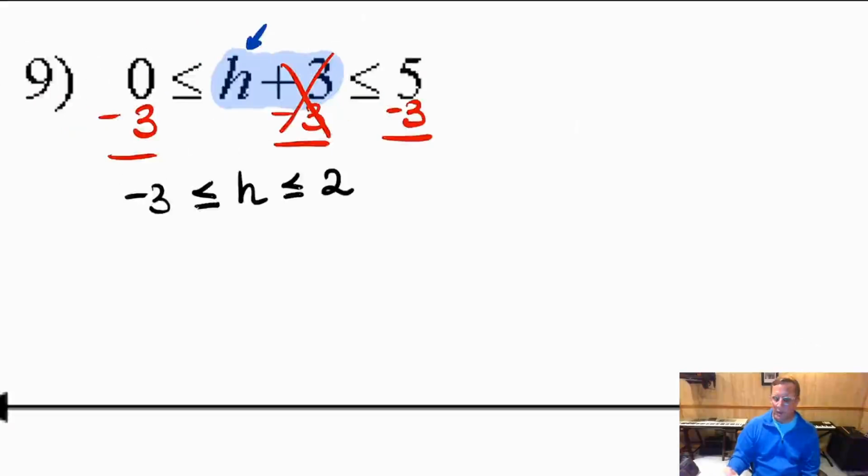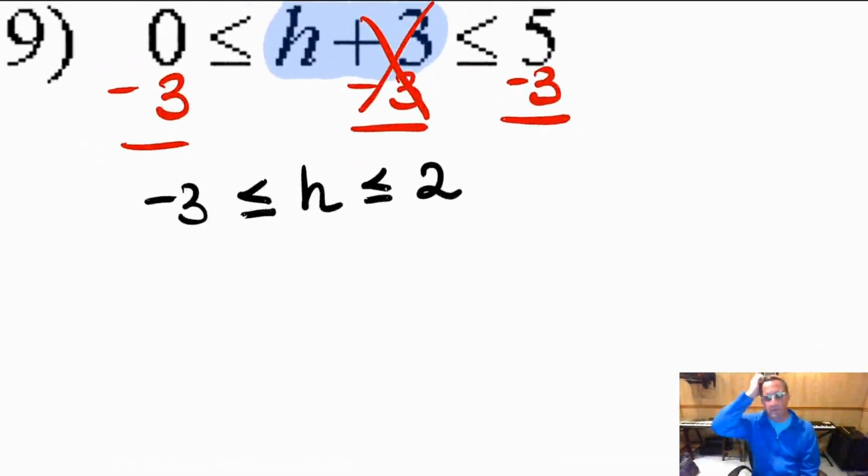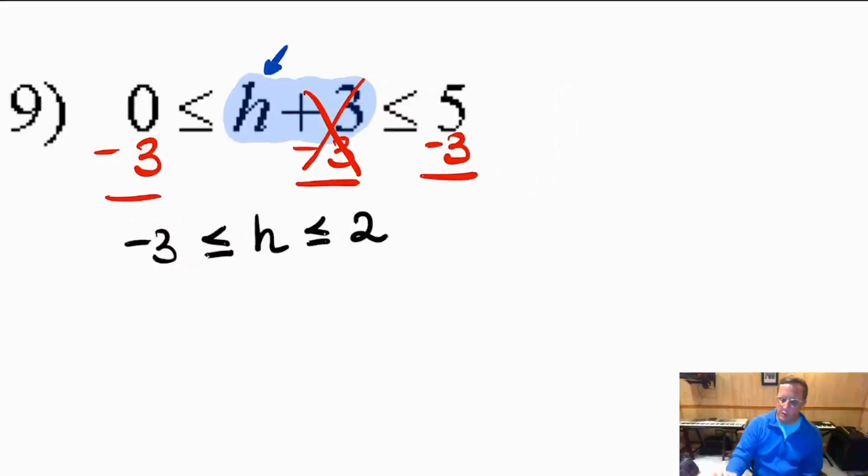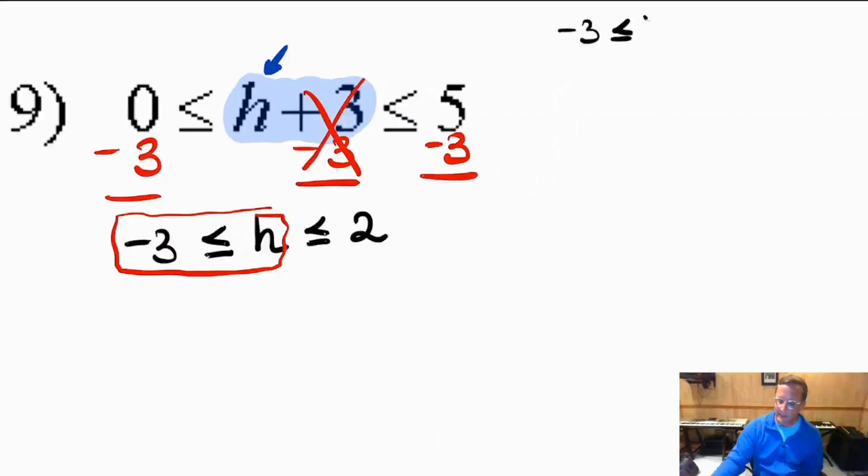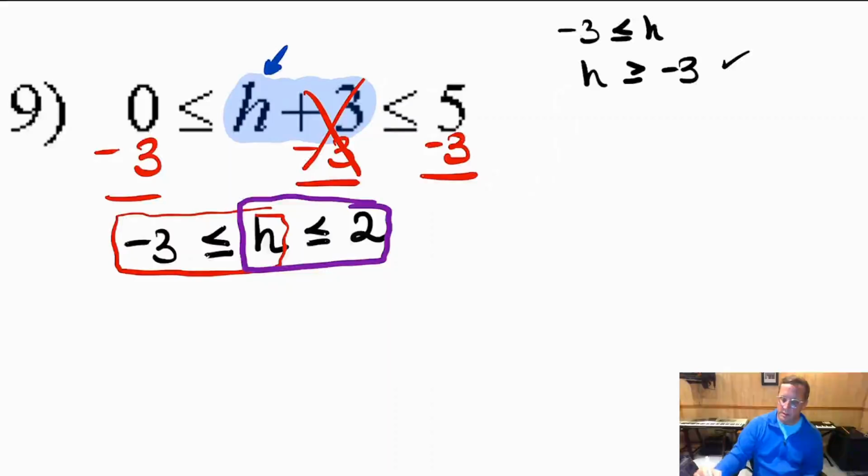All right, and so what that means, at this point, you've got a compound inequality. What that means is you can look at that a couple different ways. One way to look at that is, okay, we've got this inequality right there. Negative 3 is less than or equal to h, or, it's always easier to look at it when the h is first, h is greater than or equal to negative 3. I think that's the preferred way to do it. And then we also have this inequality right here. We have h is less than or equal to 2.